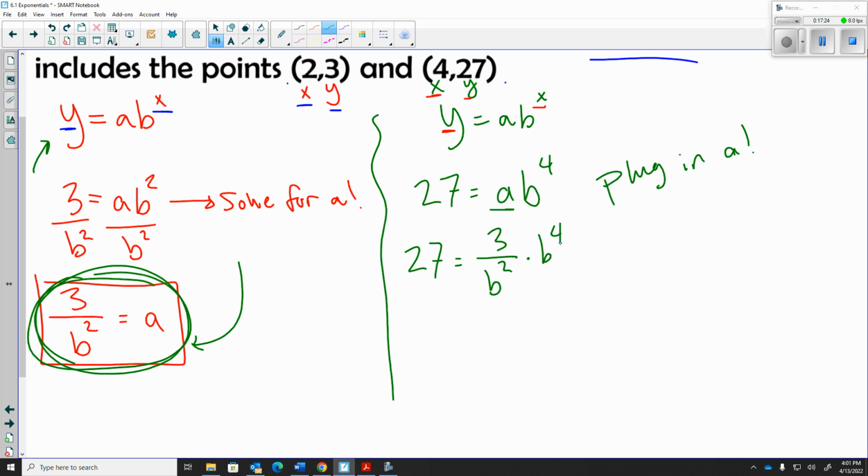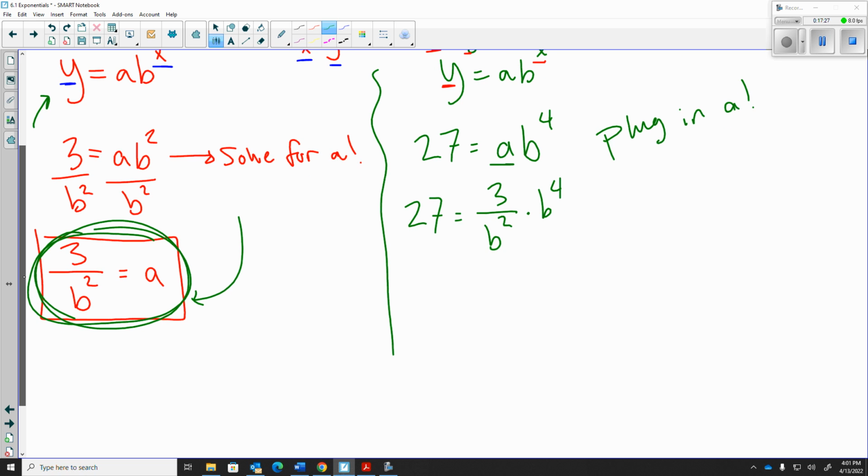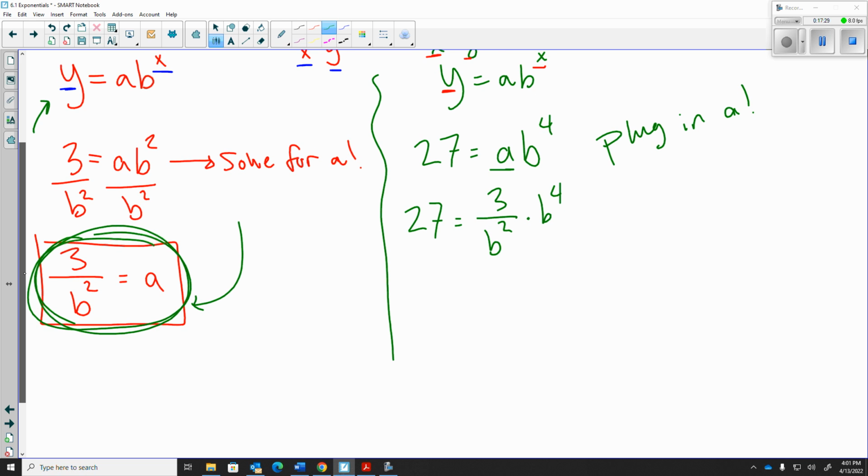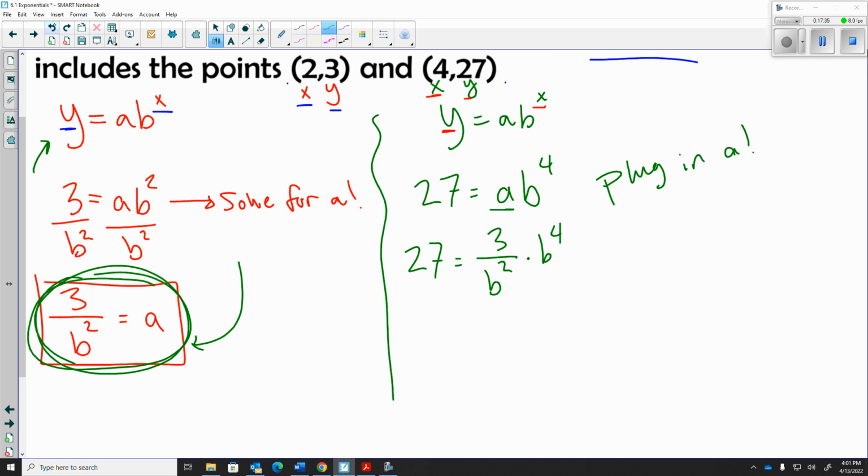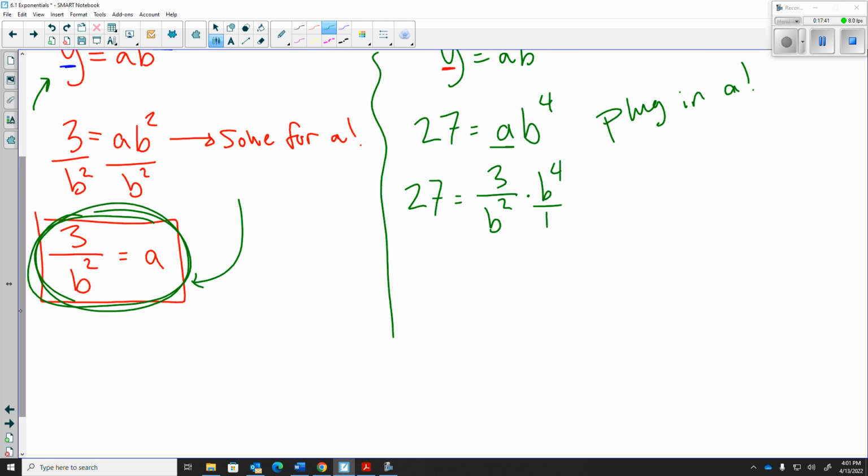All right, so that looks weird. I know it looks weird, but I promise it's going to resolve here. Think about b to the 4th as b to the 4th over 1. If you think about it as a fraction, you can multiply these things. You multiply the tops and you multiply the bottoms. So 3 times b to the 4th is 3b to the 4th, and b squared times 1 is just b squared. I just thought about b to the 4th as a fraction, put it over 1. You can do that with any expression. Then I just multiplied them, top and bottom.